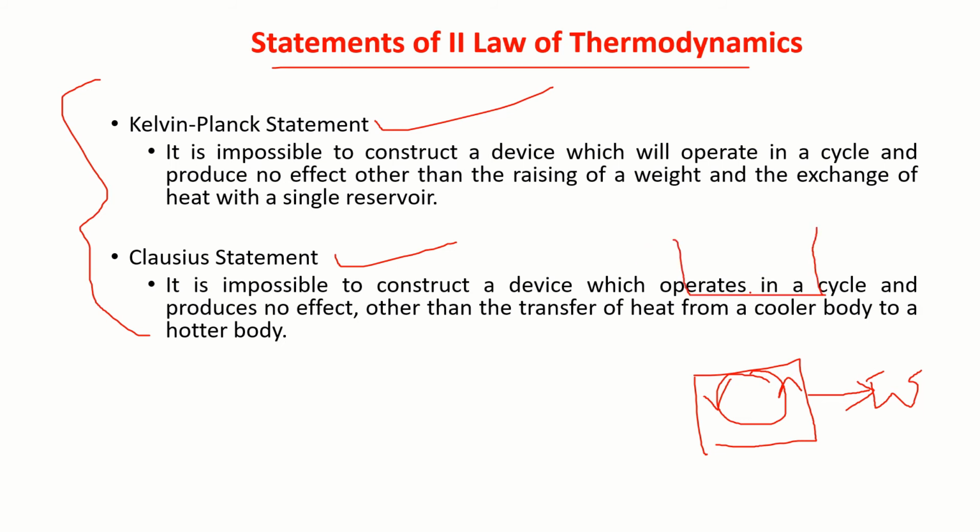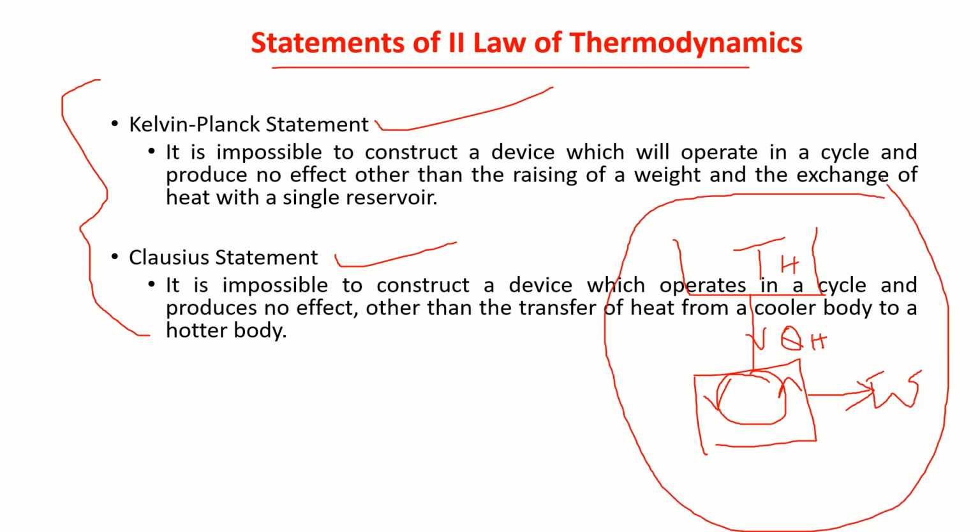I have a reservoir. Let us say its temperature is TH. It takes the heat QH and produces the work W. Such an engine is impossible. That means it is not possible to convert all heat into work. This is the heat engine. You cannot have an engine of 100% efficiency. That is the Kelvin-Planck statement.